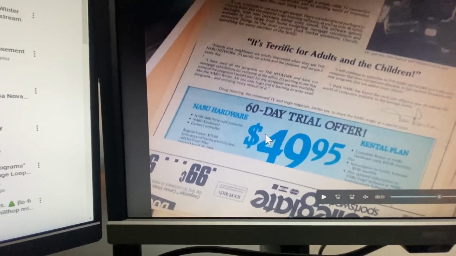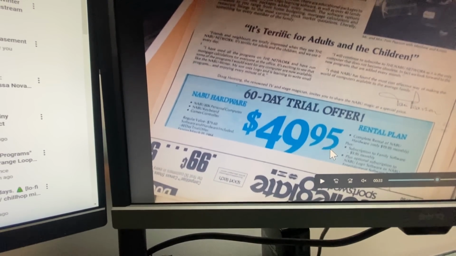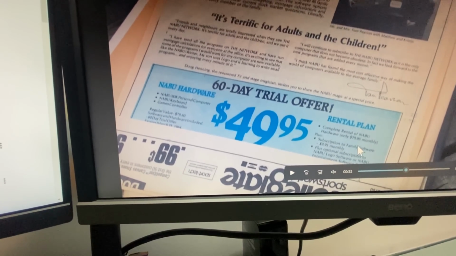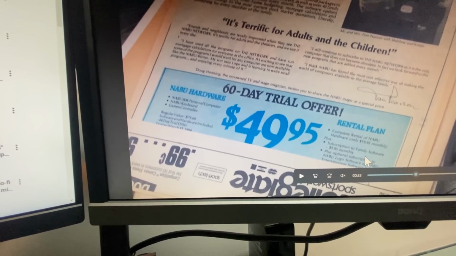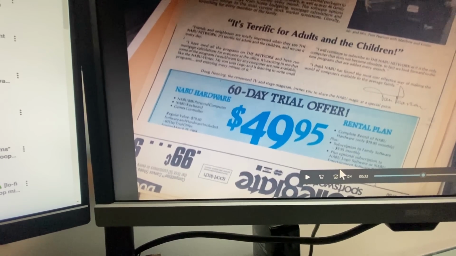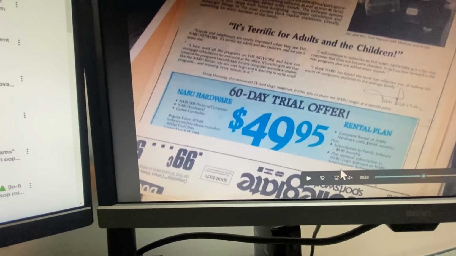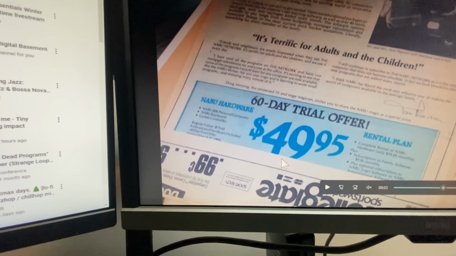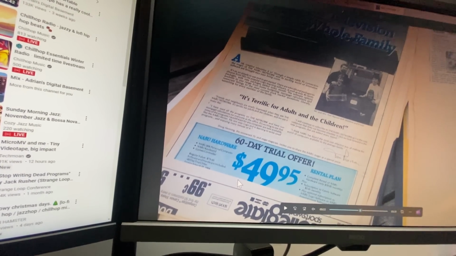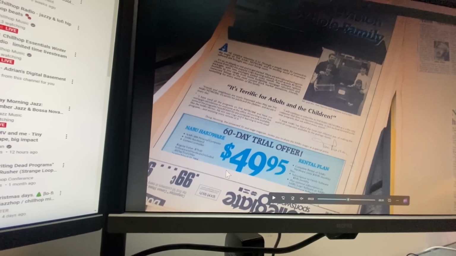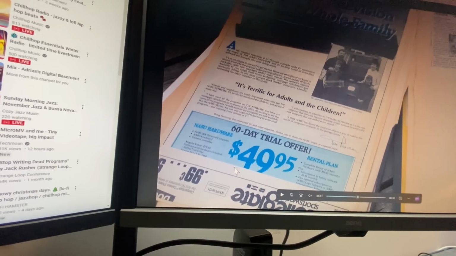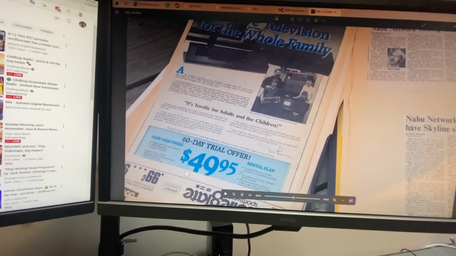There we go. 60-day trial offer, $49.95 rental plan. So complete rental hardware is $19 a month. Your subscription to the family software was $9 a month, $10 a month, I guess. And then you had an optional subscription to NABU logo software. Yeah, there was something else too about this. I'm trying to recall now. It was something to do with a turtle. I think they were trying to get into the school system or into libraries, and they had some sort of thing called the Turtle Club.